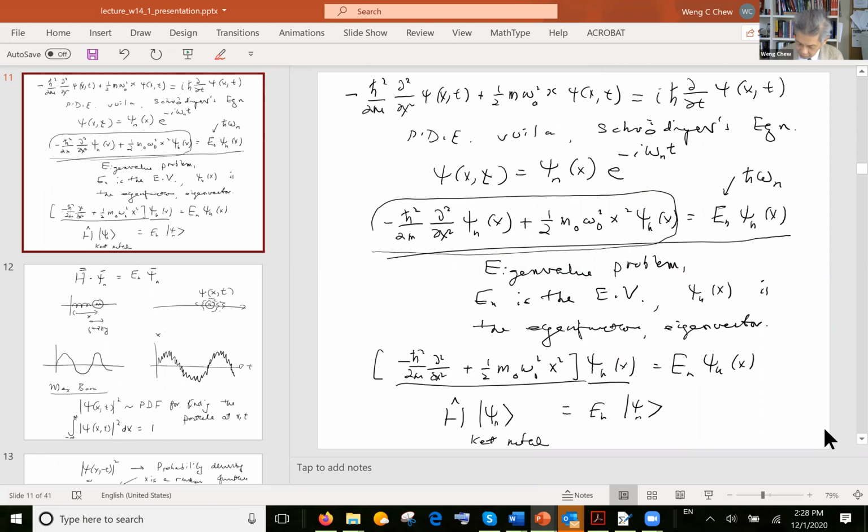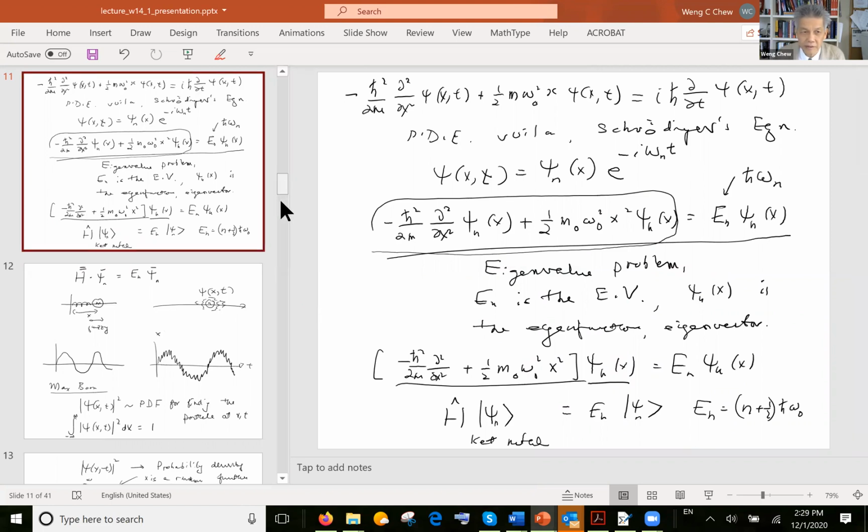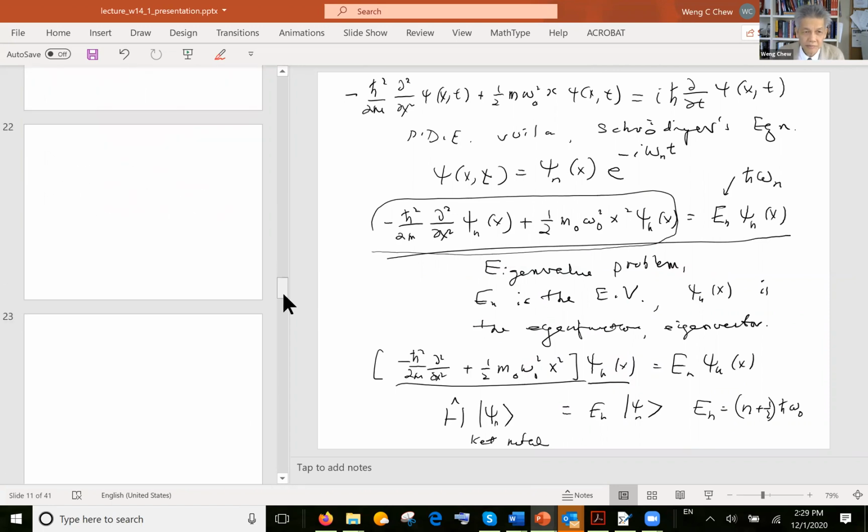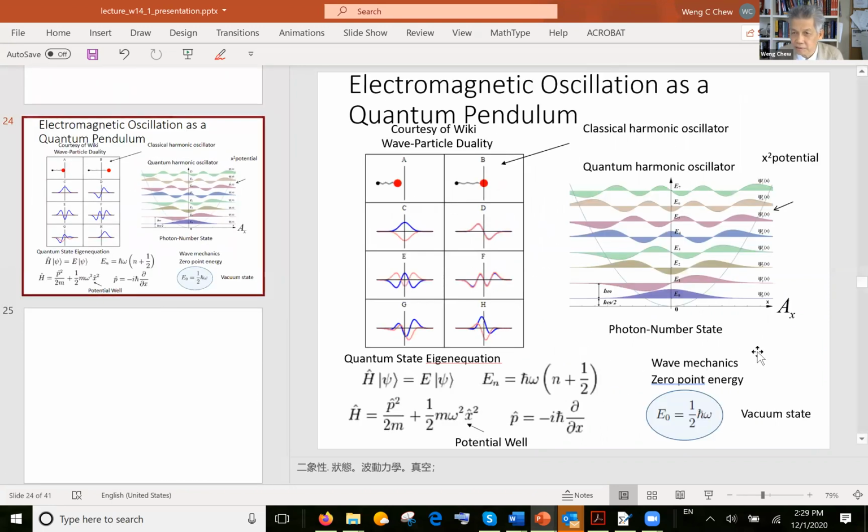You can find that E_n is (n plus half) h bar omega. That is what your E_n is, and this is just a plot from Wikipedia of what those modes are. They have different eigenvalues. In the momentum actually has been described by a partial differential equation operator.